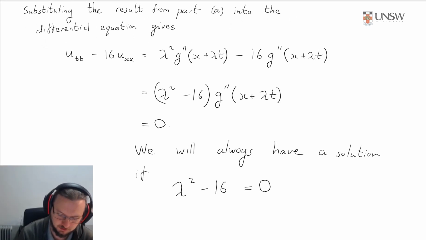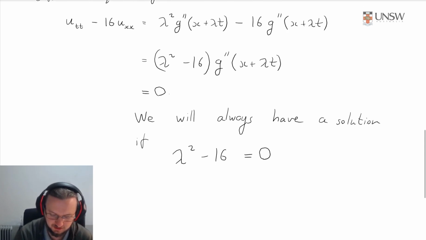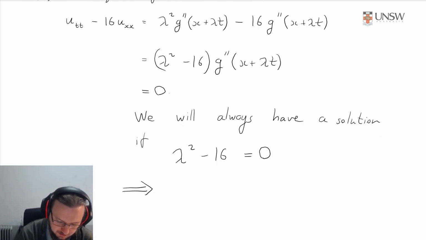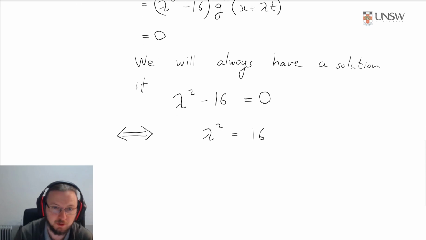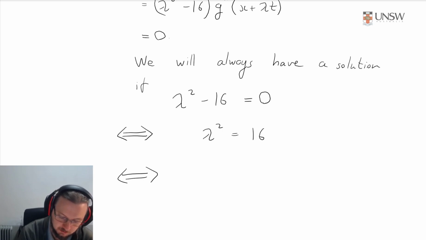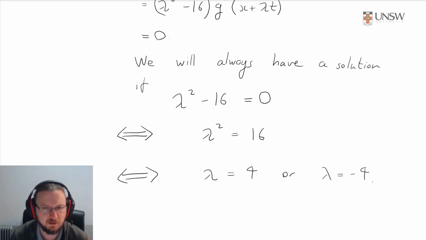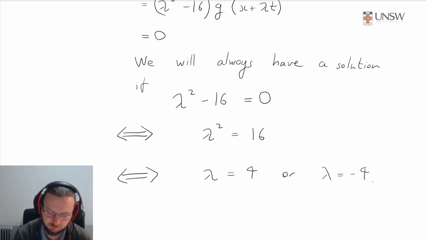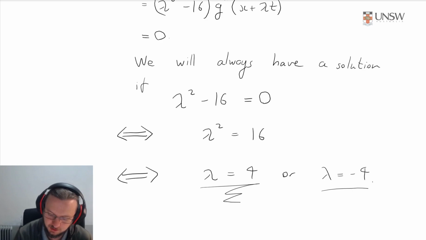So we will always have a solution if lambda squared minus 16 is equal to 0. And this is equivalent to saying that lambda squared is equal to 16. Now, we know how to solve quadratics, but this is a particularly easy quadratic to solve. You're just going to get lambda is equal to 4 or lambda is equal to minus 4. So we found two possible solutions. We found ones where lambda is equal to 4 and ones where lambda is equal to minus 4.